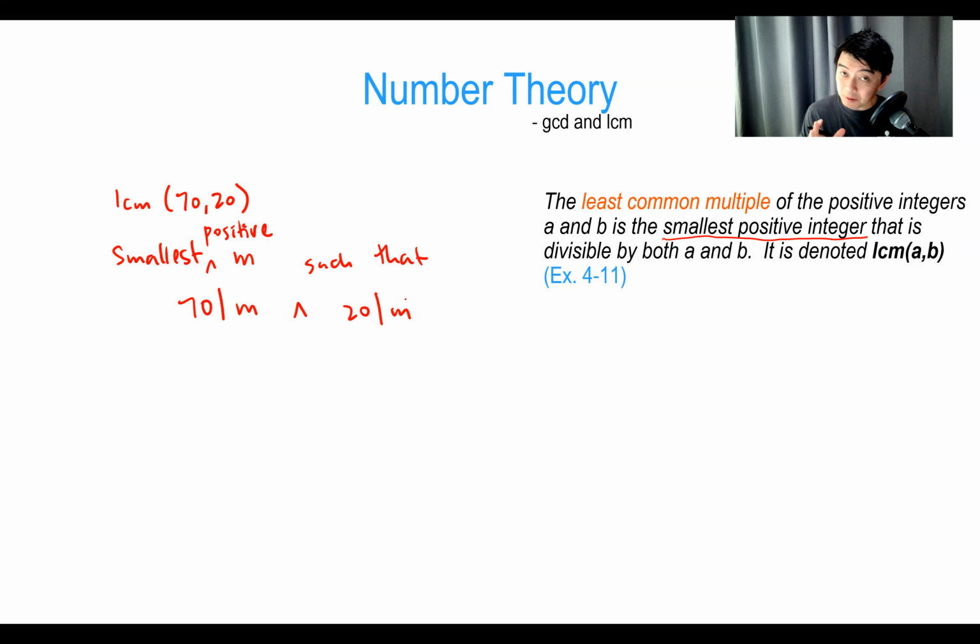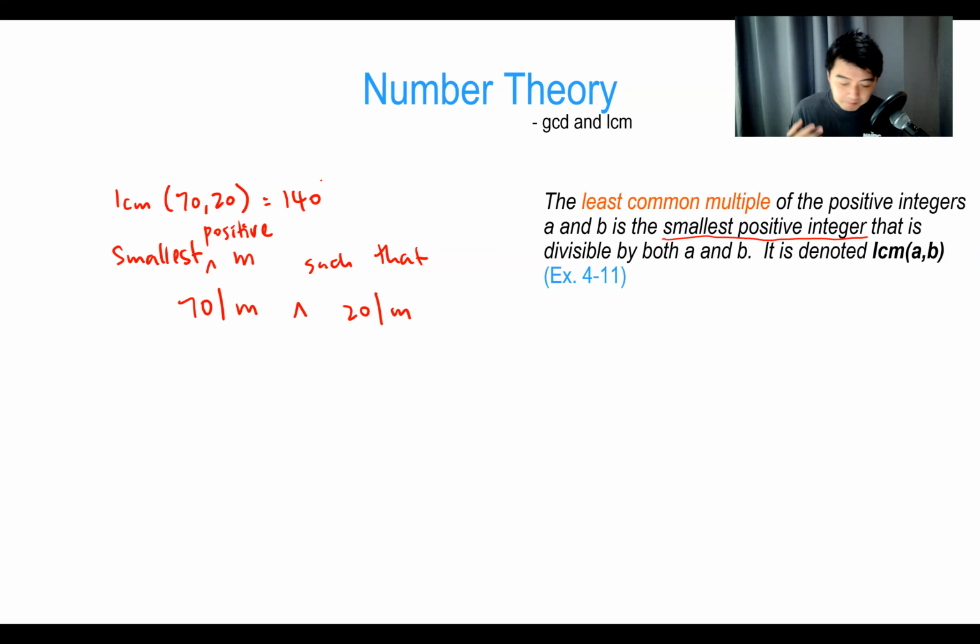So again, this is the multiple. I think the smallest positive number here is going to be 140. You can just double check that. 70 times an integer is 140, 20 times an integer is 140, and 140 is the smallest positive of those numbers. All right, so this is the LCM.